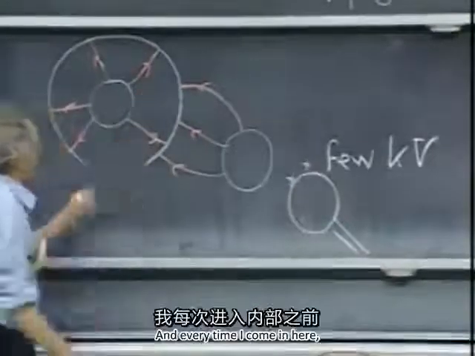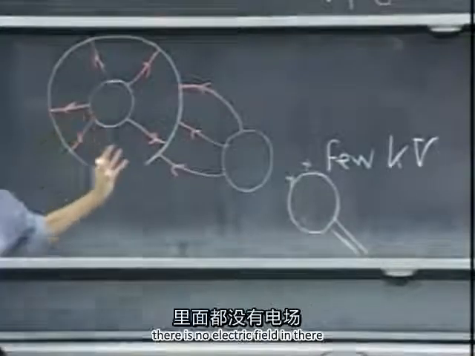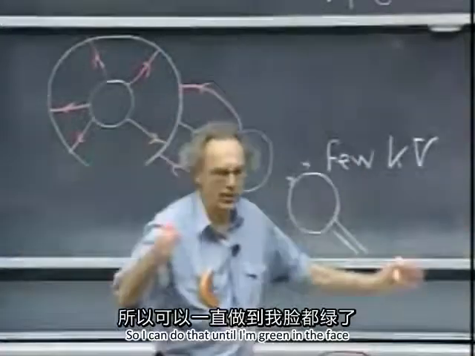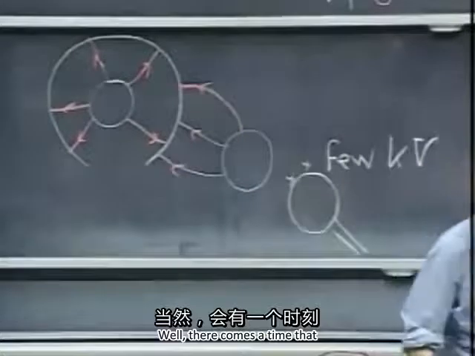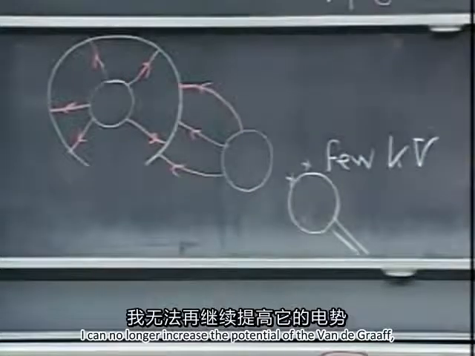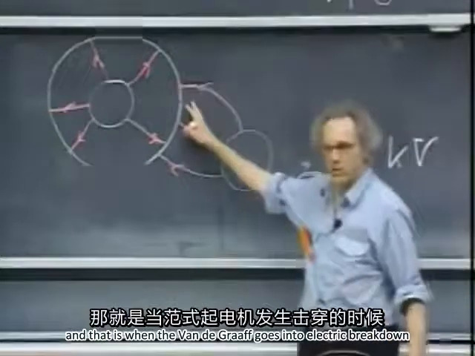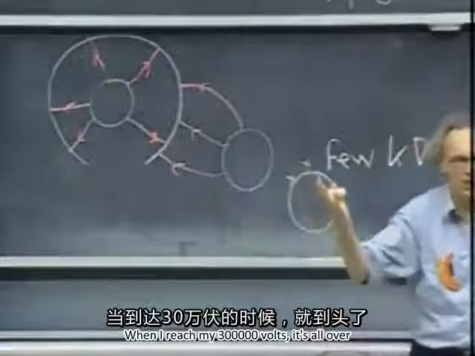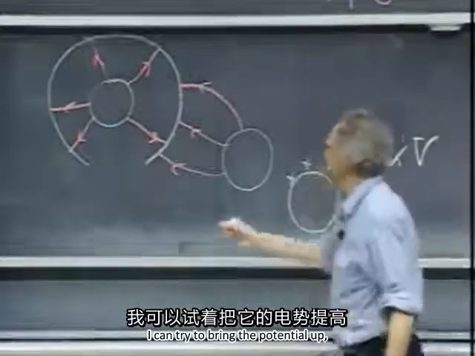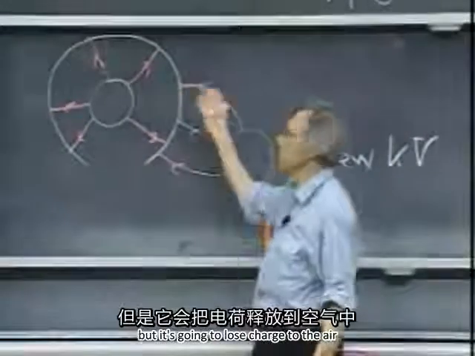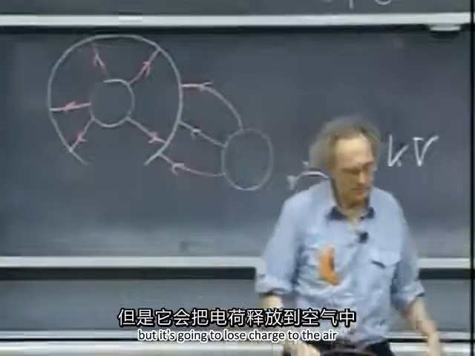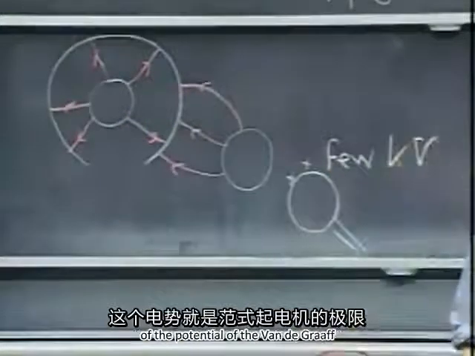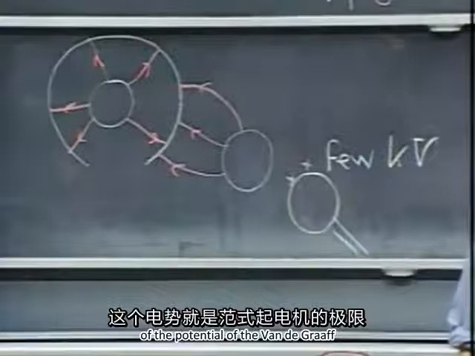Inside, touch. And every time I come in here, there is no electric field in there. So I can do that until I'm green in the face. Well, there comes a time that I can no longer increase the potential of the Van de Graaff, and that is when the Van de Graaff goes into electric breakdown. When I reach my 300,000 volts, it's all over. I can try to bring the potential up, but it's going to lose charge to the air. And so that is ultimately the limit of the potential of the Van de Graaff.